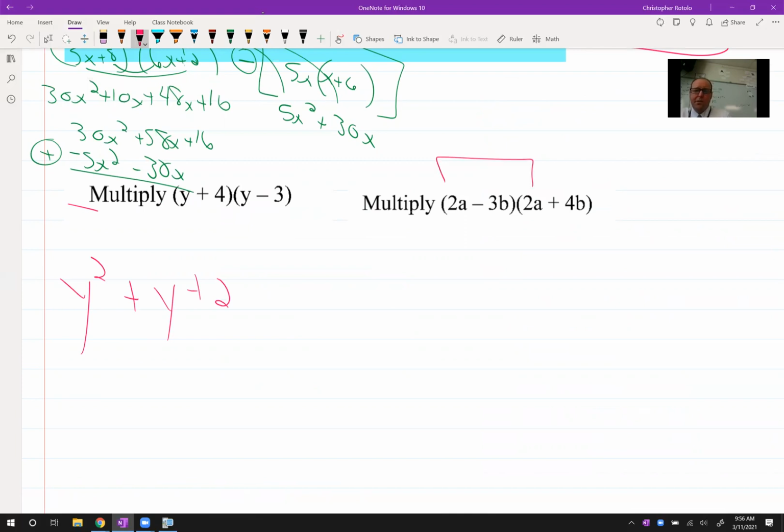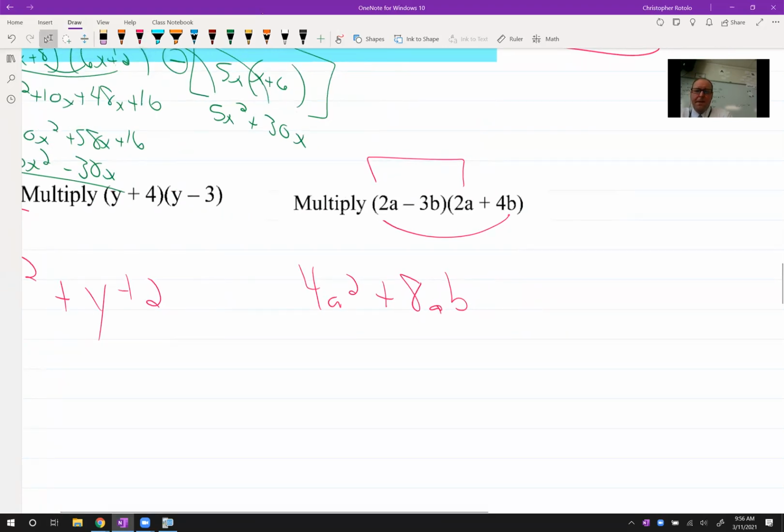So 2a times 2a is 4a squared. 2 times 4, that's positive 8. A times b, it's not a trick, just ab. So I know the next one is negative 3 times negative 2 is negative 6, and I still have a times b. Right? If you have b times a, it's the same thing. Commutative property, we can move those around. So notice I have these like terms in the middle, but let's finish the problem out. Negative 3 times 4 is negative 12. B times b is b squared.